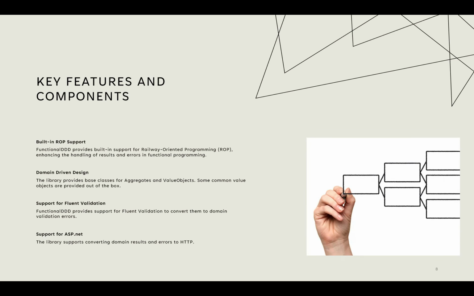The key features of functional DDD include built-in support for railway-oriented programming and domain-driven design. Components within the library facilitate clean data transformation and functional composition.